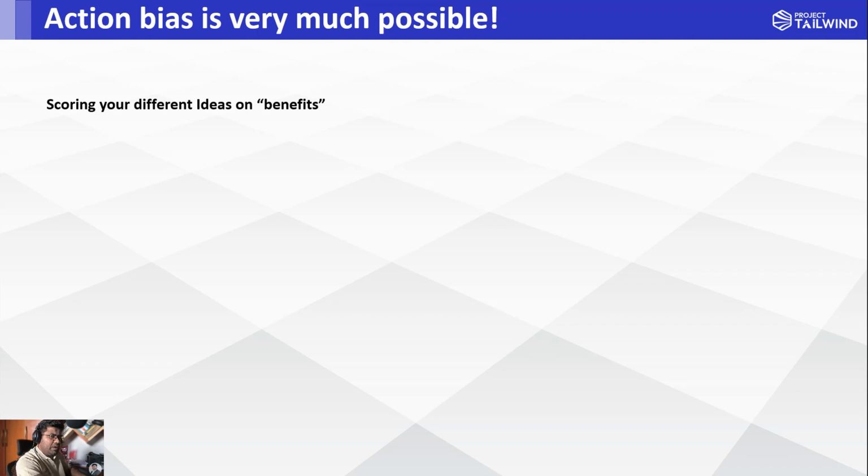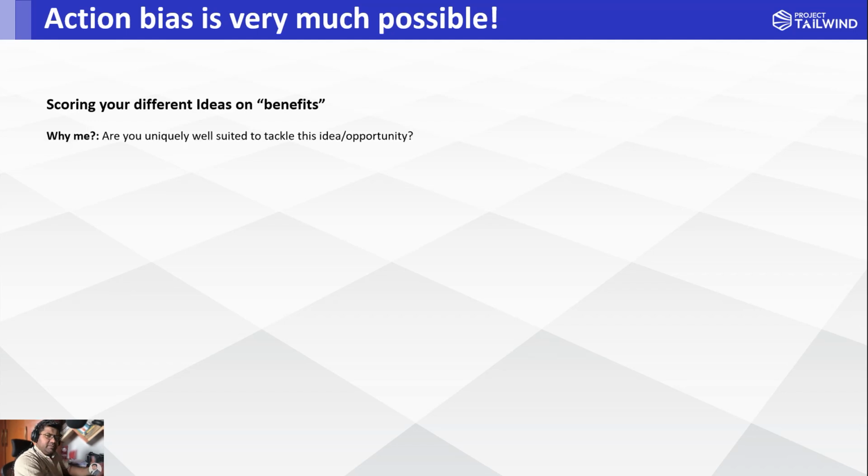Okay, now once you have a list of ideas, you need to evaluate them, right? Of course, there are several methods of evaluation. One method that I want to suggest is to score all your different ideas on, quote unquote, benefits. So what are these benefits? These benefits are basically a set of evaluations that you need to do on your ideas.